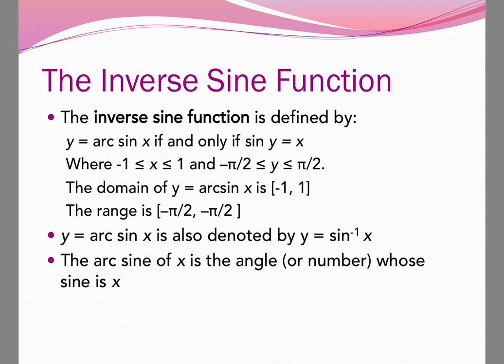The inverse sine function is defined by y equals arcsine of x if and only if the sine of y equals x. So you're going to say this two ways. You're going to see it written as arcsine and you're going to see it as sine negative 1 of x. And those are exactly the same things. They are interchangeable. They mean the same things. And what they mean is, if this is the answer to the sine of an angle, what angle does it match?